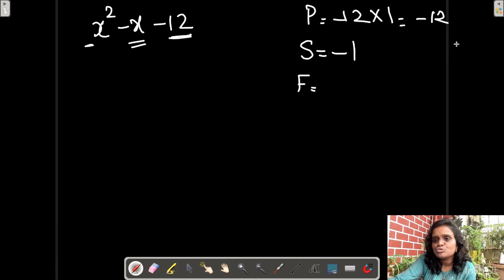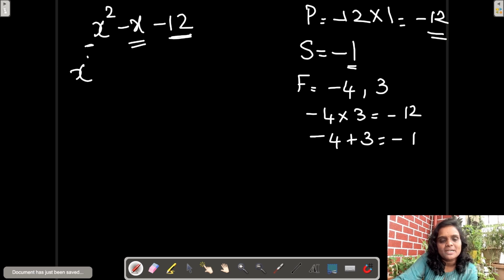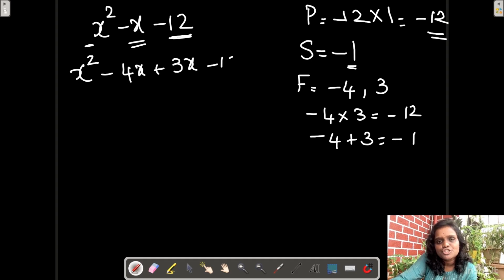So what are the factors? When you multiply those two numbers, you should get minus 12, and when you add those two numbers, you should get minus 1. So what could be those numbers? It should be around 4 and 3, right? 4 3s are 12. So it is minus 4 and 3. Why? Minus 4 into 3 is nothing but minus 12. Minus 4 plus 3 is nothing but minus 1. Right? Correct? Yes. Now use these factors to split the middle term. The first term is the same, x square. So write minus x as minus 4x plus 3x minus 12.